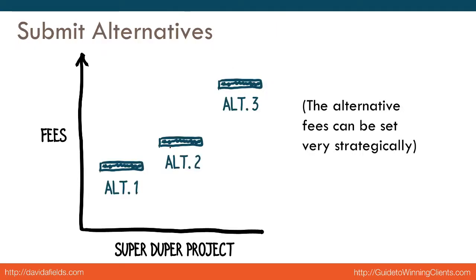The final step then in determining fees is to continue discovery by submitting multiple fees. And you attach these to different bundles of approaches and terms. Submitting multiple alternatives with different fees allows you to understand what's most important to your client. And also to use some sophisticated pricing strategy, depending on how you spread these out, where the gaps are, you can play with it to direct your client toward the alternative that you want them to select.